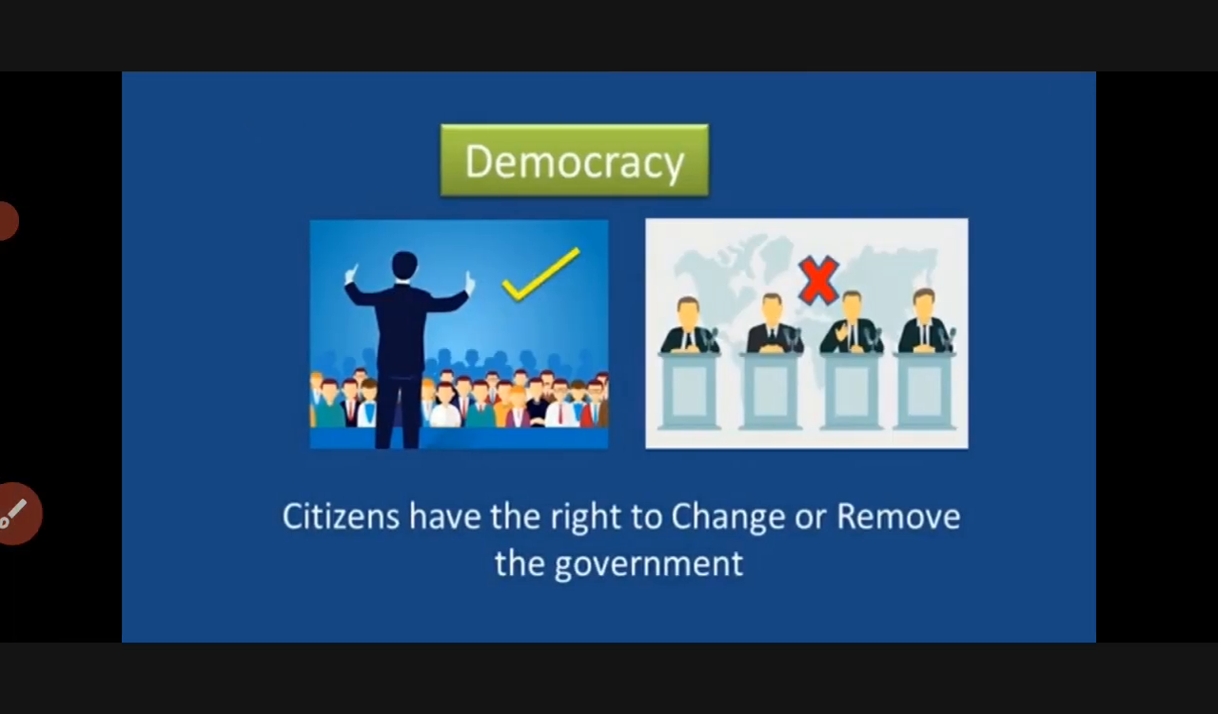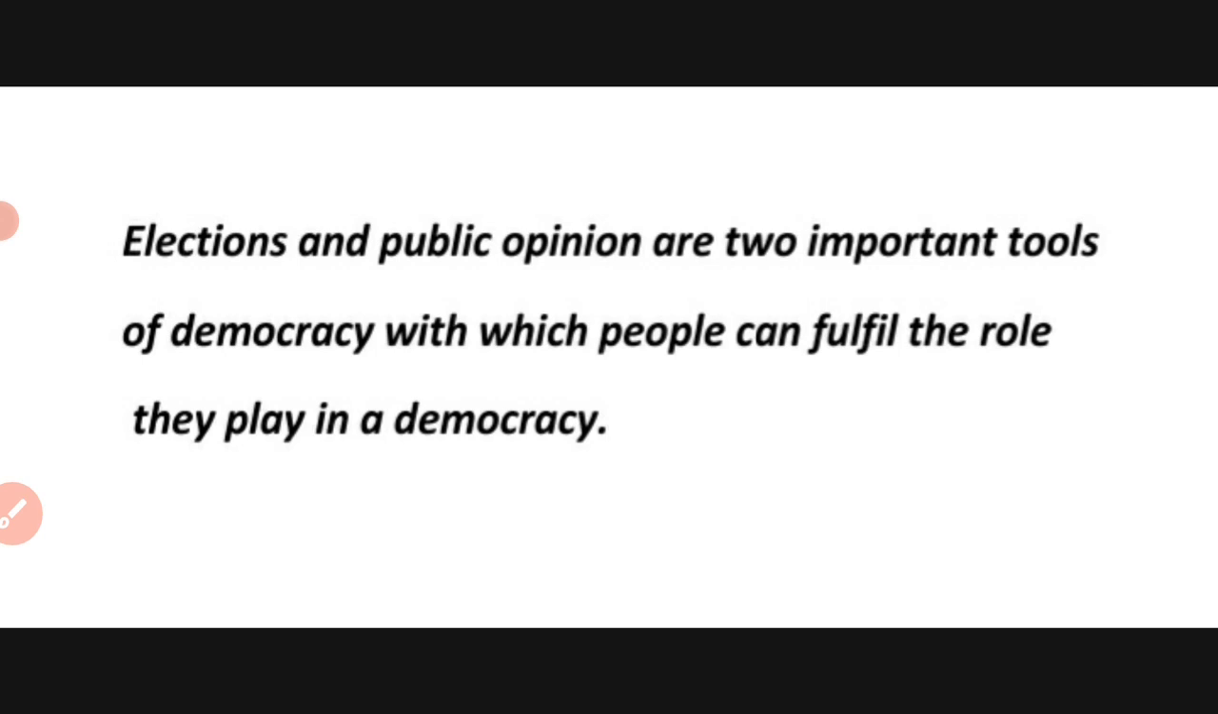So, if people are not satisfied with their government, they can remove it in the next elections. People not only elect their government but also control it. So, how do the people control it? The policies of the government reflect the wishes of the people, that is the public opinion. So, whatever the people think, whatever policies they want, whatever they wish for, the government has to fulfill those wishes.